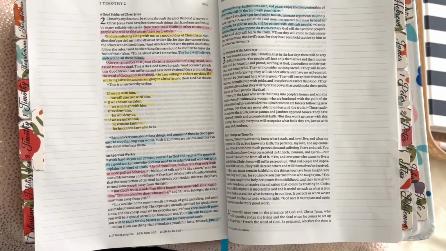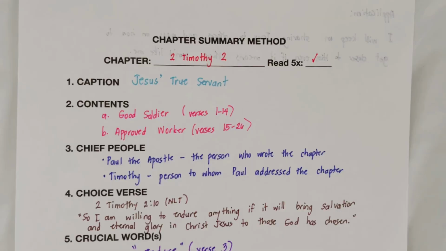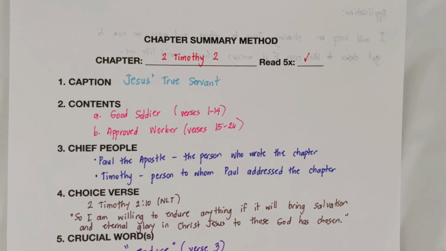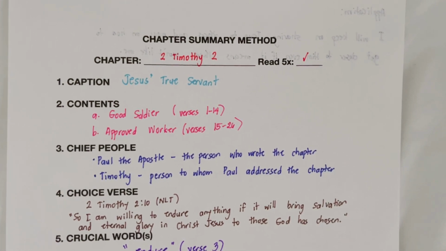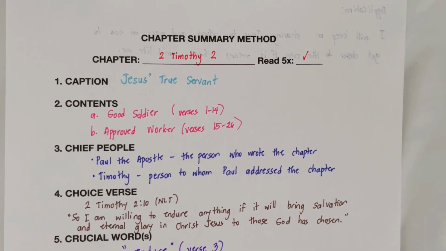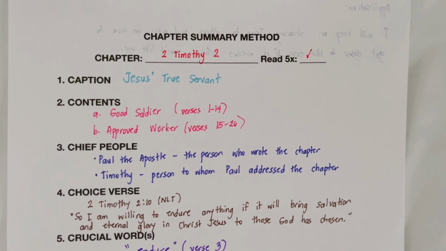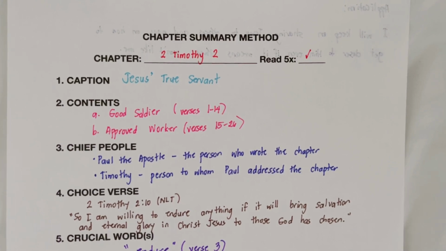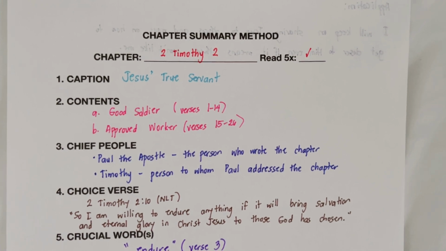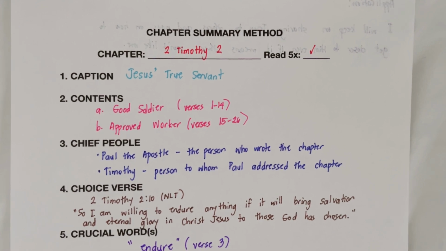The first one is caption, or the title. Mine is Jesus' True Servant. The reason I gave this title is because the first part talks about being a good soldier and approved worker. To me, those two represent someone who serves somebody. Technically, they are both considered servants. This chapter talks about being a good soldier and approved worker of Jesus, so I think Jesus' True Servant fits well as the title for me.